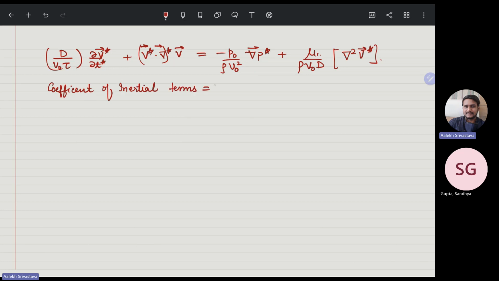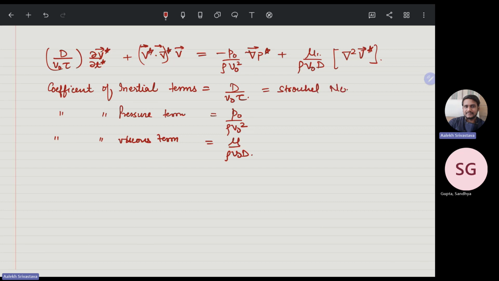The coefficient of the inertial term is d by v0 into tau. Coefficient of the pressure term is p0 by rho v0 square, and coefficient of the viscous term is mu by rho V0 D. So what it means is if you look at each of the terms, this term is called the Strouhal number. This term is called the Euler number, and this term is called the Reynolds number.